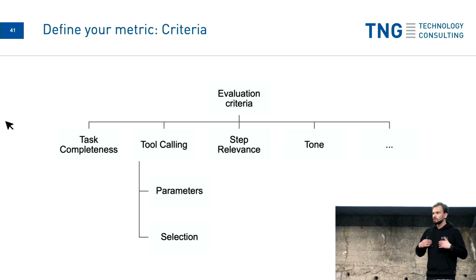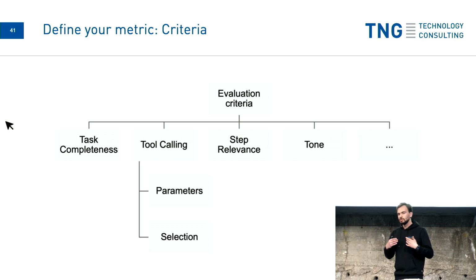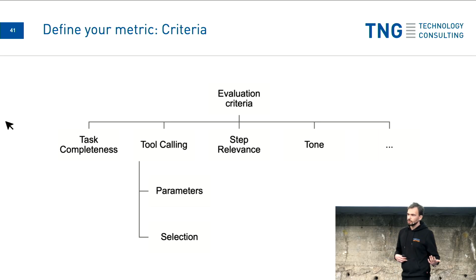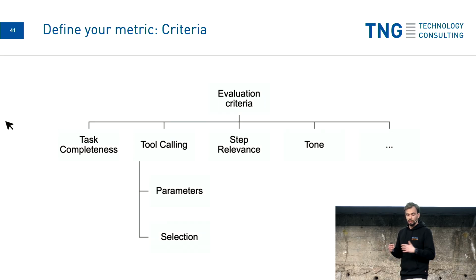And a good way to define a metric is to think about the criteria. You can think about task completeness. Is the task which I've given an LLM actually completed? Were the tools called correctly when using the LLM? Were the tools parameterized correctly? Did it maybe select more tools than required to solve a task? Is each and every step of an agentic workflow relevant? How's the tone of voice?